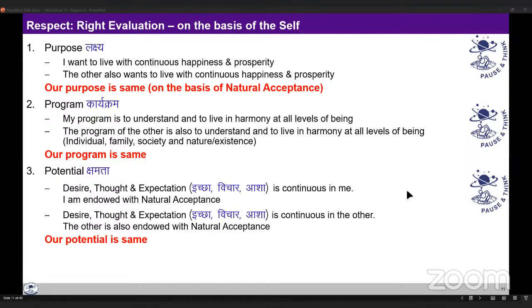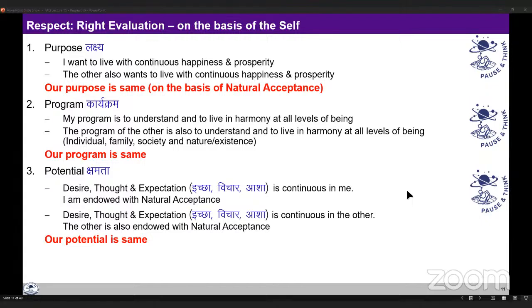His desires and thoughts and expectations are going on in me. I can also be aware, and I can also self-explore. As my awareness improves, I will be able to realize this potential more and more. Similar is the case with the other person also. The other person will also be able to realize this potential more and more. The other person has the same potential. It is not that one person has more potential and the other person has less.